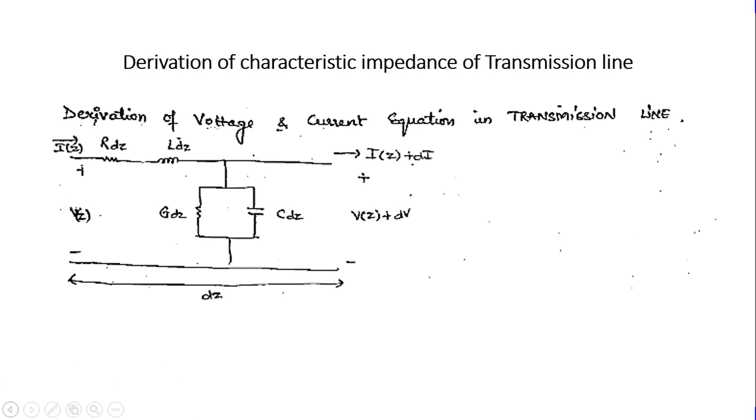Then we have the current flowing into the terminal, and as we know, it causes a certain amount of change in current, so I of Z plus dI. Similarly, there is a change in voltage, that is V of Z plus dV. R, L, G and C are the distributed elements of the equivalent circuit of the transmission line. R and L are in series, and G and C are in parallel with each other.